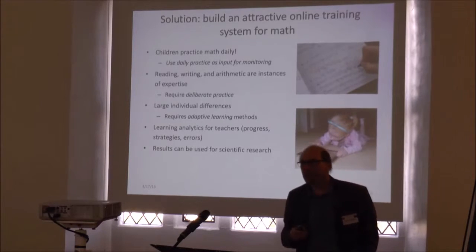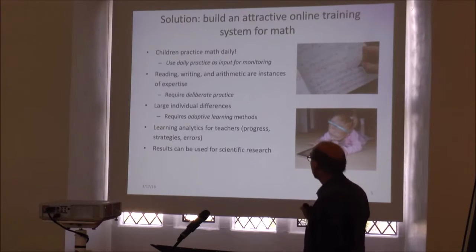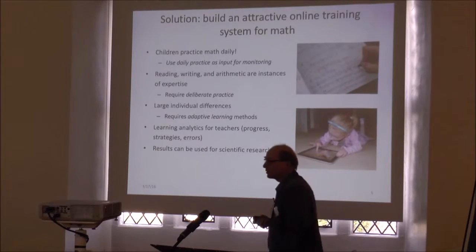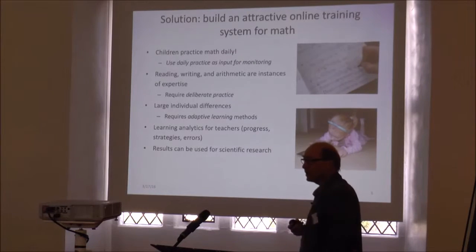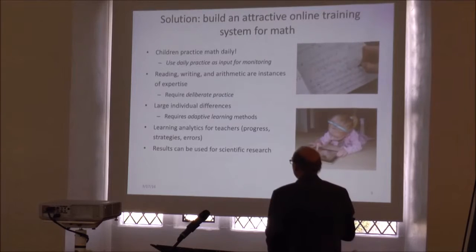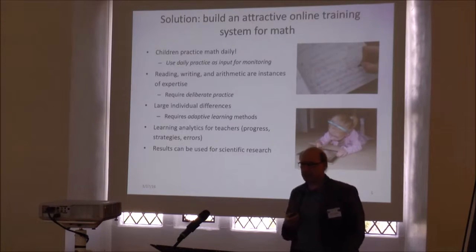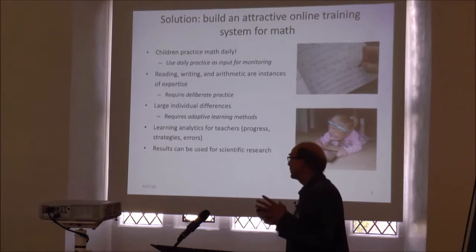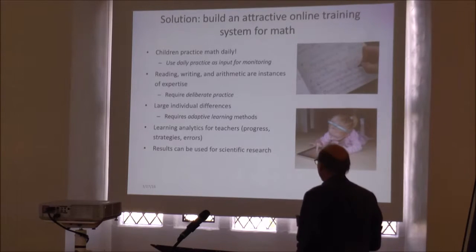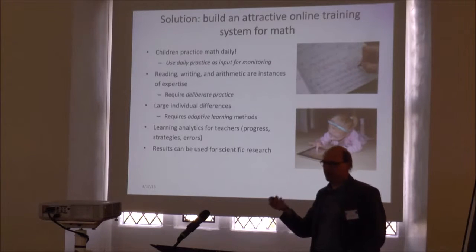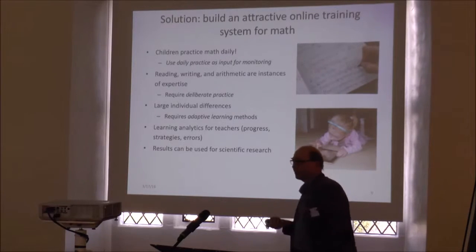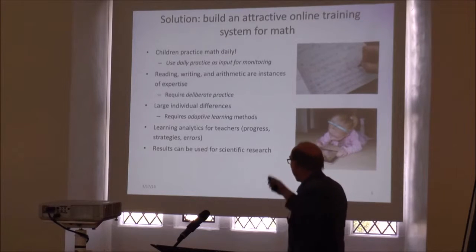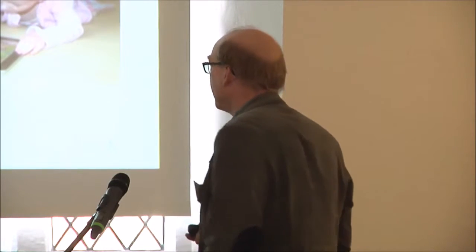I have no time to go over all these ideas, but one is the idea that reading, writing, and arithmetic are also instances of expertise learning, and that we need deliberate practice there. There are large individual differences in elementary school children, and it's really interesting to use adaptive learning methods so that every child can work at its own level. And of course, if we do these automatically on the computer, on a website, teachers don't have to check all the exercises. We can do this automatically. We can provide them with all kinds of learning analytics. And lastly, yeah, we can use the data for scientific research.